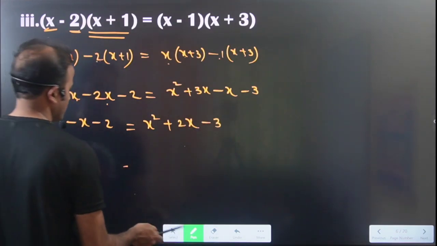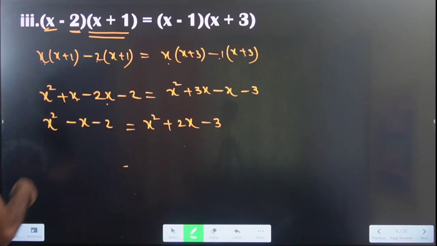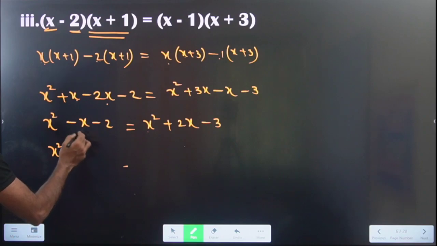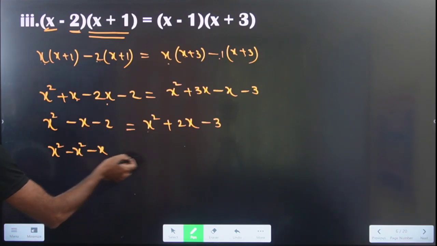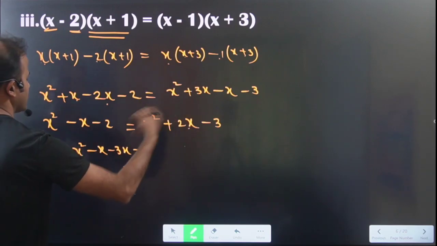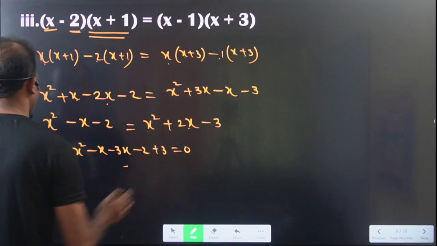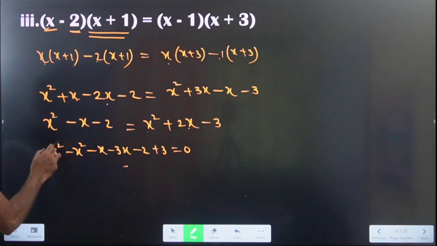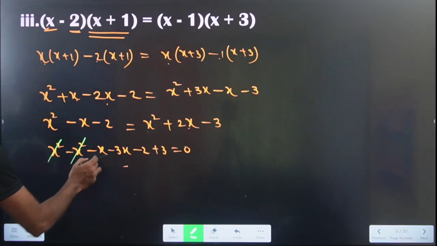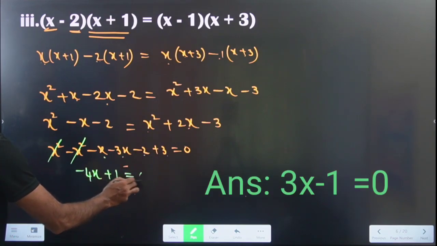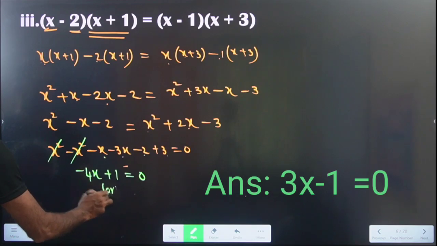Okay, now what you have to do is take all the terms to this side. This x square, when you take it this side, will become minus x square. Next you take the x terms and write them together. 2x when you take it this side will become minus 3x. Minus 3, when you take it here, will become plus 3. Now you see positive x square and negative x square get cancelled, plus x square and minus x square get cancelled, minus x minus 3x will become minus 4x, minus 2 plus 3 is plus 1, equal to 0. Or, if we take all of these to the other side, we can write 4x minus 1 equal to 0.